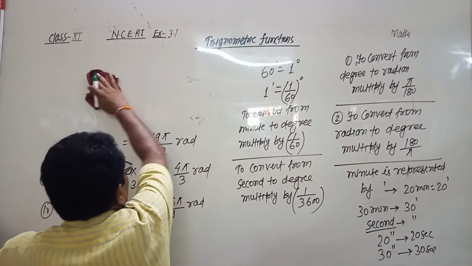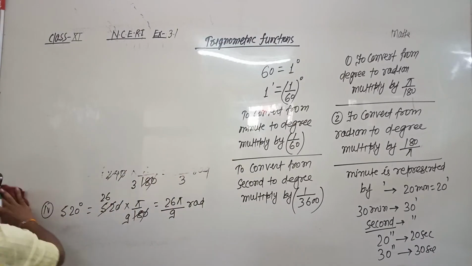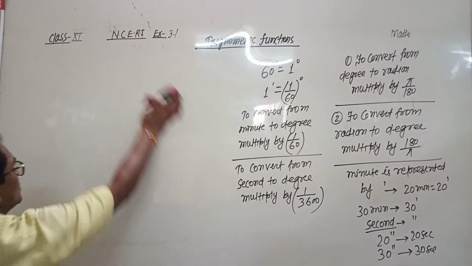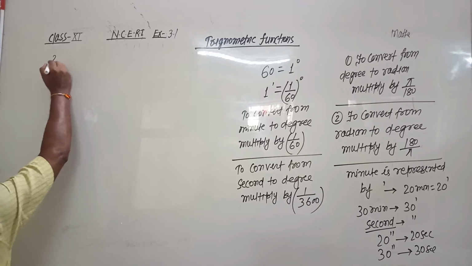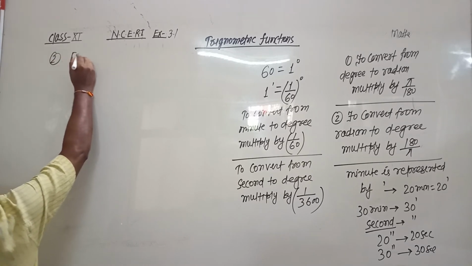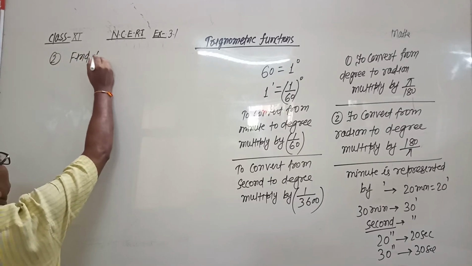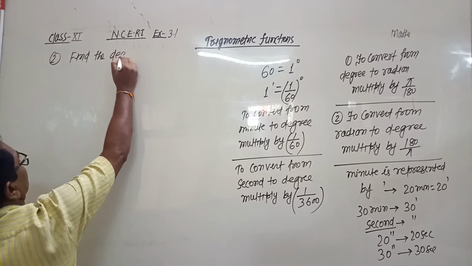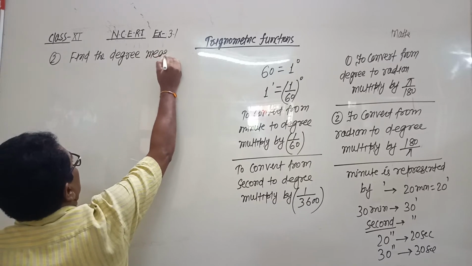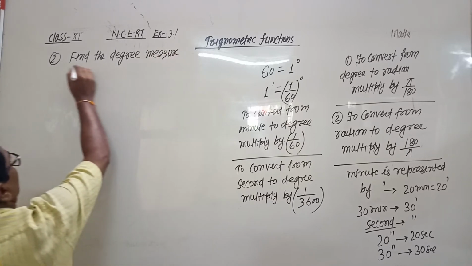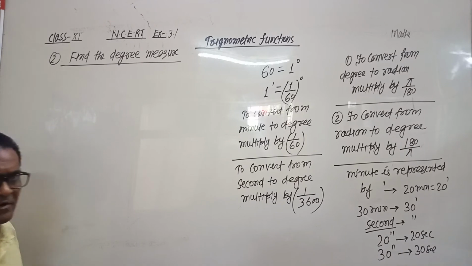Now we will learn how to convert from radian to degree. The second number question, find the degree measure. Means radian measure is given. We have to convert from radian to degree.